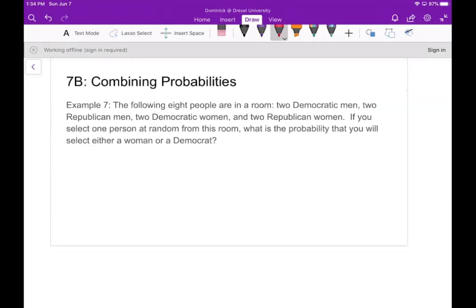Okay, now in this next example, we have the following 8 people in a room. We have 2 Democratic men, 2 Republican men, 2 Democratic women, and 2 Republican women. Now, if we select one person at random from this room, what is the probability that you will select either a woman or a Democrat? So now, of course, here, we can have a woman Democrat. So these are overlapping events.